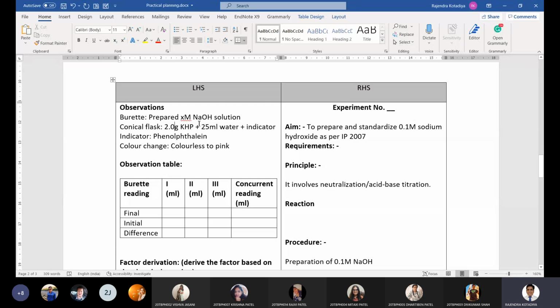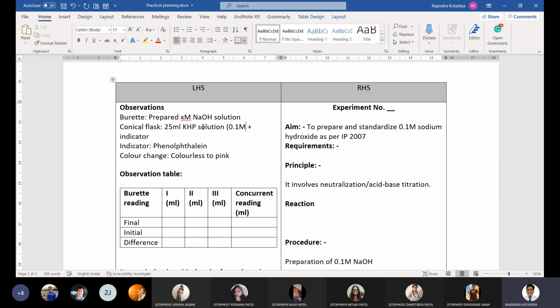In the conical flask we took KHP, 25 ml water, or you can write 25 ml solution of KHP, and in brackets you can write 0.1 molar. This is all we took in the conical flask.